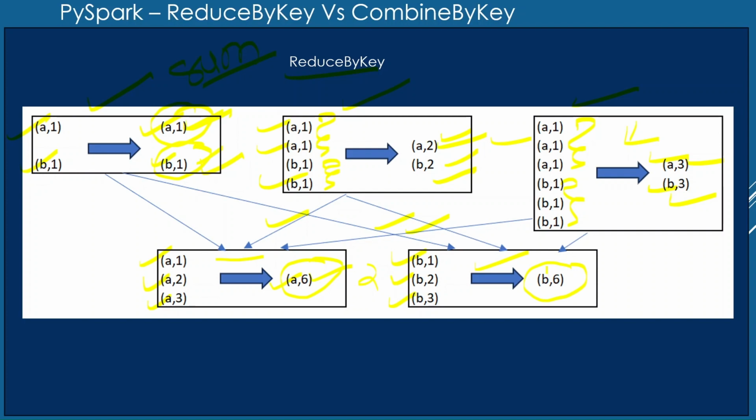So here we have seen that reduceByKey first applies the aggregate function locally, on each and every partition, then shuffles the data. When the data shuffles into different partitions, the aggregate function is applied again and it creates the final output.